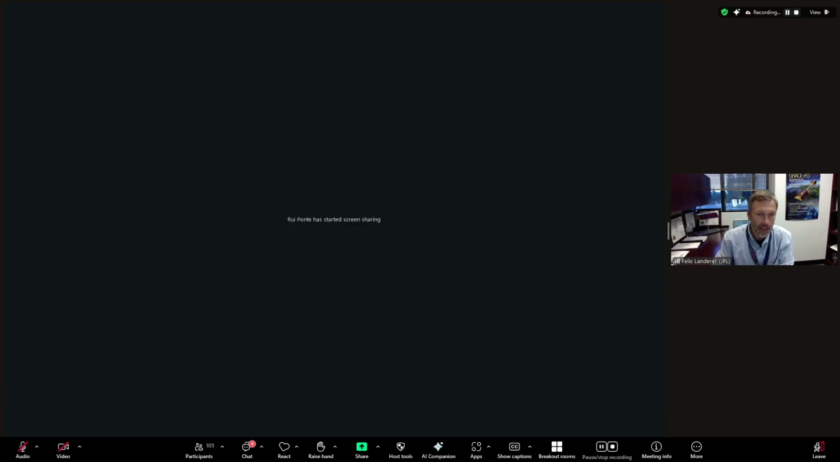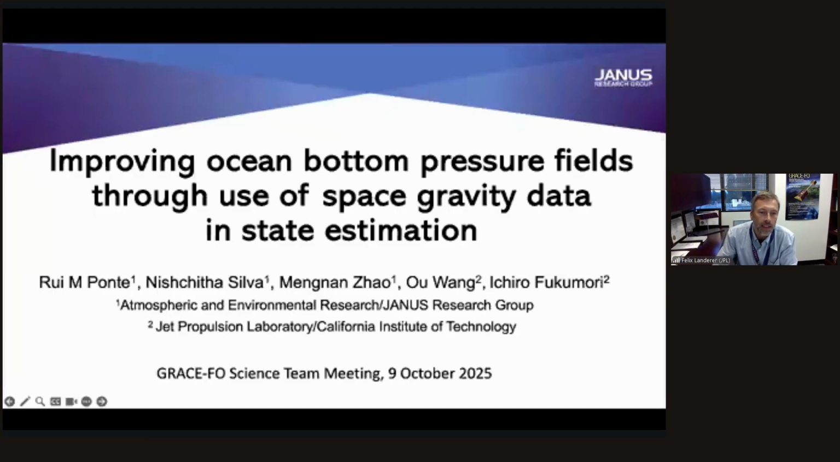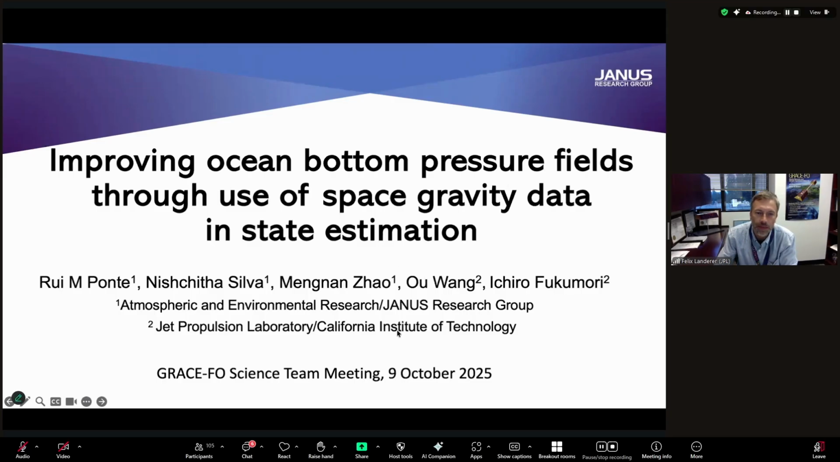This morning, given by Rui Ponte from AER and the Janus Research Group: improving ocean bottom pressure fields through the use of space gravity data in state estimation.